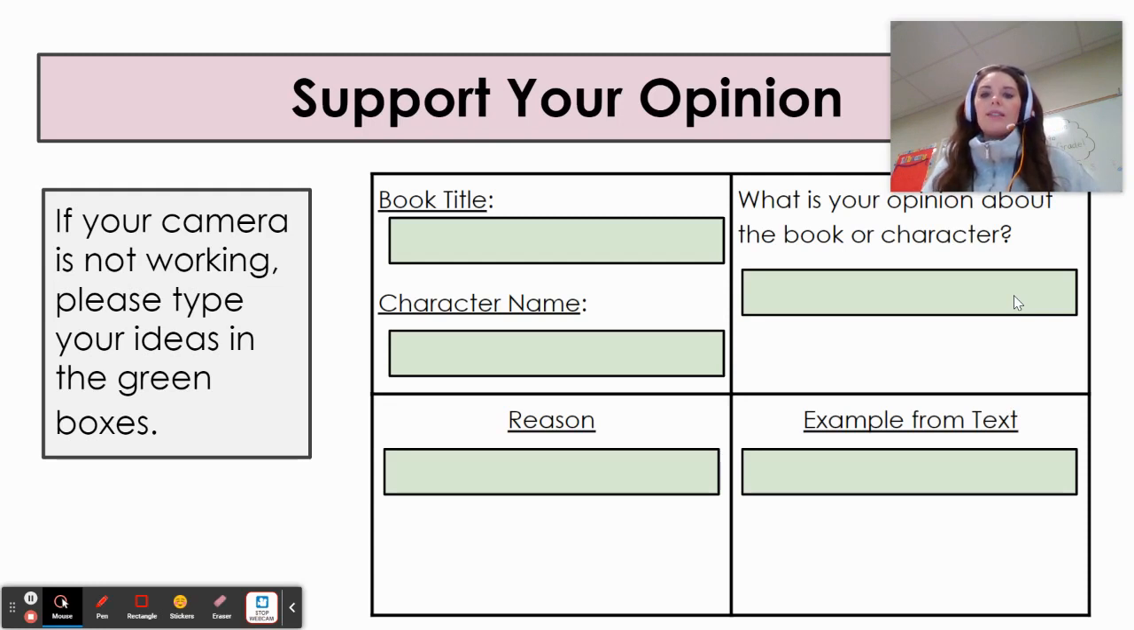Okay. Now, second graders, since this is just getting our ideas on paper, when we meet again for writing, we will be turning this information into a rough draft of our book review.